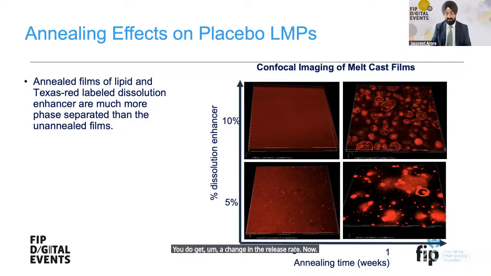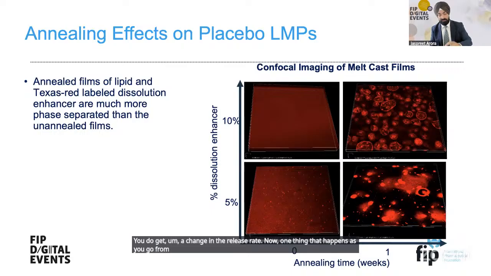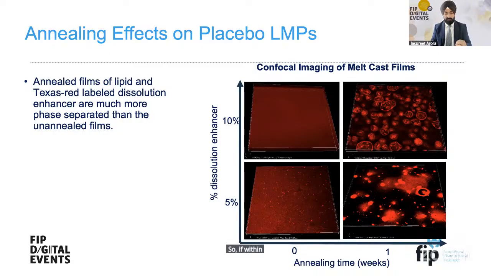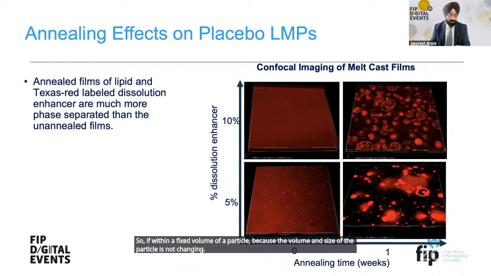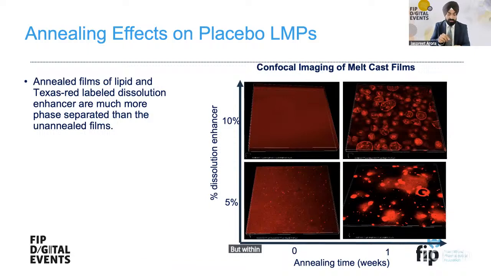Now, one thing that happens as you go from the alpha to the beta polymorph is the more stable polymorph is denser. The volume and size of the particle is not changing, but within that particle, you're getting densification. And because of that, the effective porosity and hence permeability of the particle will increase to a certain degree.